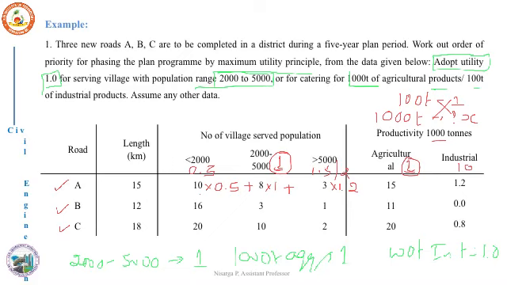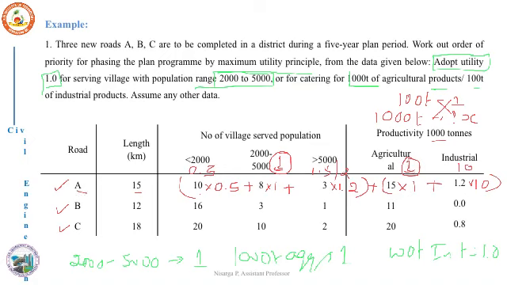This will give you the utility served with the agriculture population, plus add the utility for this particular portion for the population, and then add it for the productivity. When you add it for productivity, 15 into 1 plus 1.2 into 10. This will give us the total utility, things which we have mentioned earlier, as I mentioned in the previous slide. So for road network A, length of the road is 15.